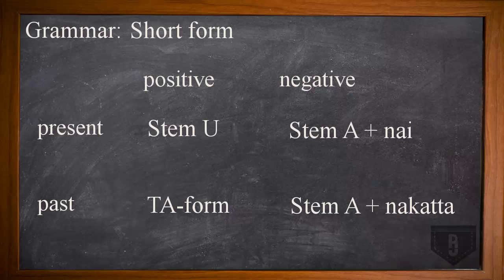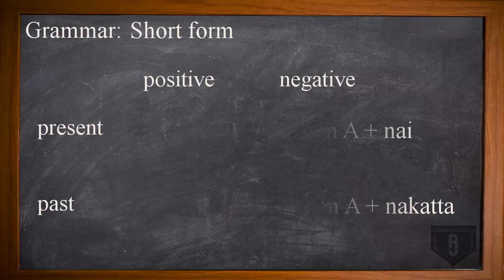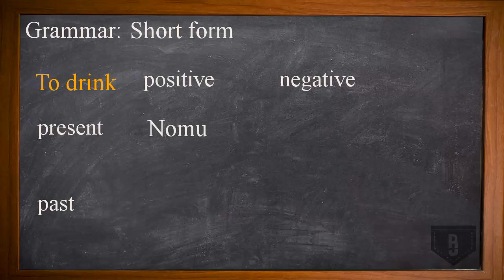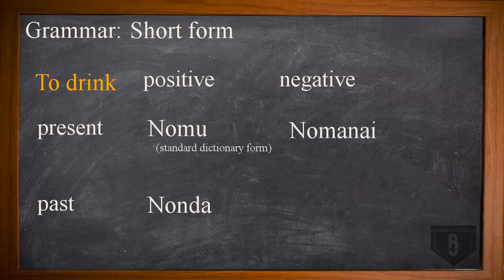Now let's put this to some actual verbs. To drink, again, that would be nomu. That's the present positive. Nonda is the past positive. Present negative would be nomanai. Past negative would be noma plus nakatta.